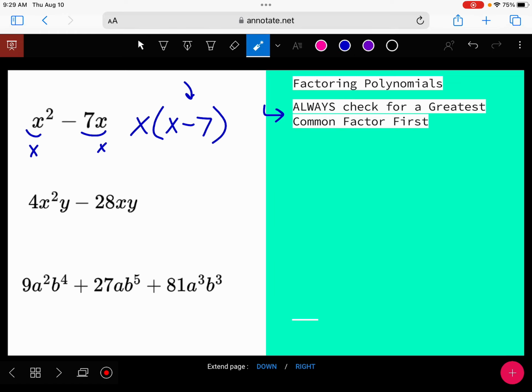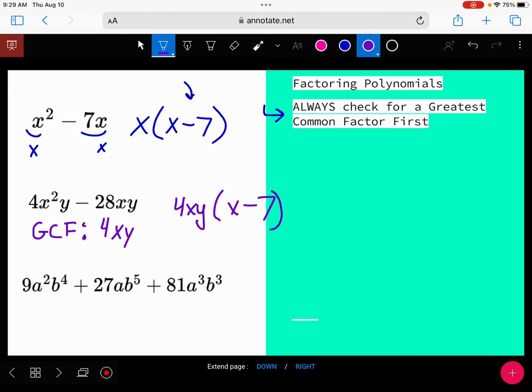So on this second one, 4x squared y minus 28xy. What do they have in common? 4xy. So when we write this factored form, we've got, not inside the parentheses, sorry, my brain, 4xy. And then what's left over after I take that out? X minus 7. Right?